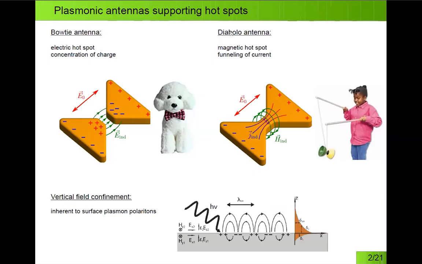Now we can go to a different structure, that is the diabolo antenna. And it differs in this bridge that is now conducting. Instead of charge concentration, the current is funneled through the structure, and you have a strong current density just in the bridge. And a strong magnetic field forms around. So now you have a magnetic hotspot. Then there's a vertical field confinement that's inherent to surface plasmon polaritons.